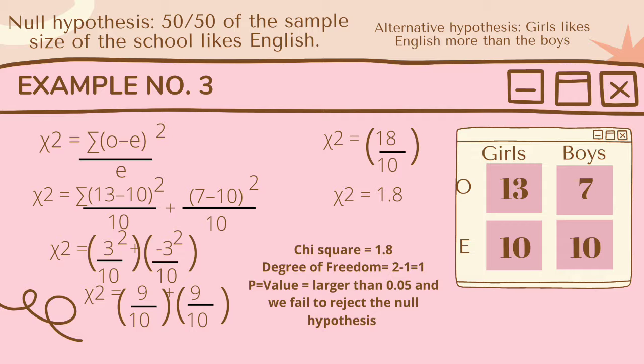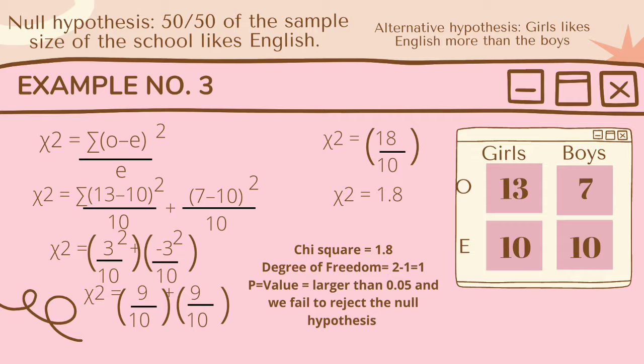So, after, chi-squared is equal to 3 squared over or divided by 10. So, why na 3 squared man? It's because nag-minus ta. 13 minus 10. So, we got 3. Nya ang squared. So, we have 3 squared divided by 10. So, plus negative 3 squared divided by 10. So, why na negative 3 squared man?